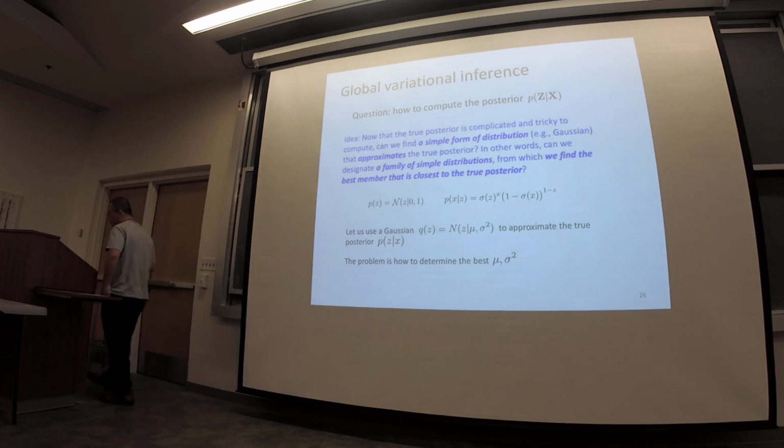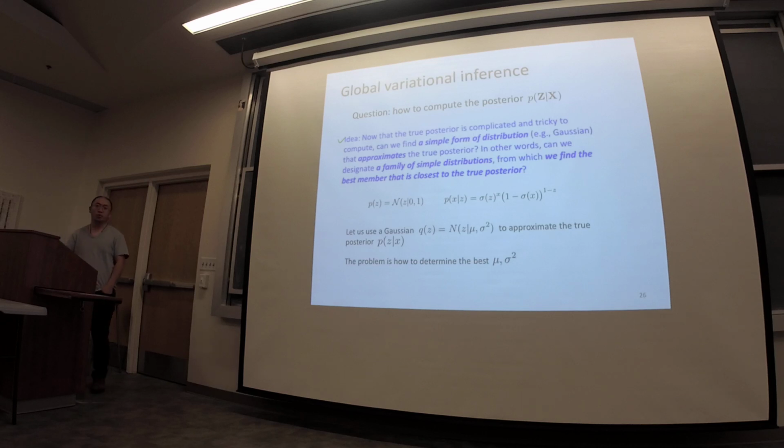So the key idea is colored as the blue part. I'm going to read it. Now that the true posterior is complicated and tricky to compute, can we find a simple form of the distribution? For example, Gaussian. But it's not necessarily Gaussian. You can use a mixture of Gaussians. You can use a T distribution. You can use whatever you want, and that can approximate the true posterior. In other words, can we designate a family of simple distributions from which we find the best member that is closest to the true posterior?